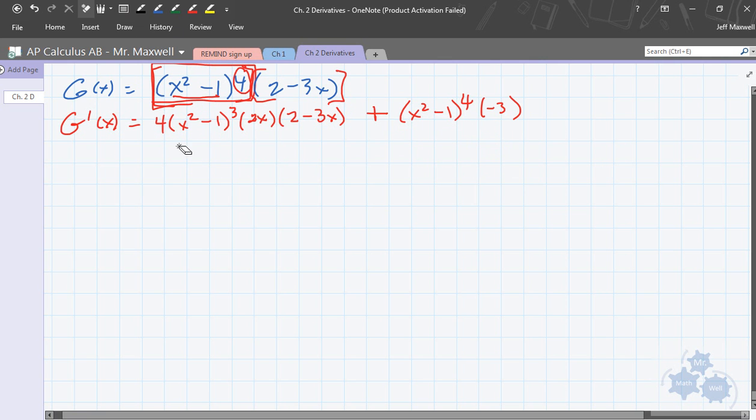One thing you should notice is that we have a common factor here. We could simplify this a little bit, but we have x squared minus 1 in both terms. And there's actually 3 of them here and 4 of them here. So I could take 3 of them out. So let's just simplify a little bit here first. So 4 times 2x, that's going to be 8x, right? X squared minus 1 all cubed times 2 minus 3x. And then minus 3 times x squared minus 1 to the 4th.